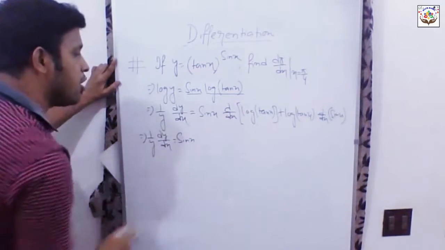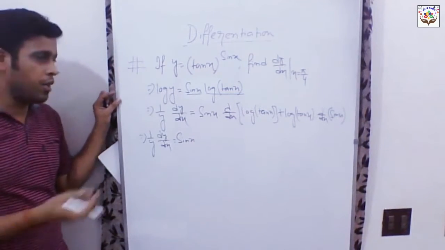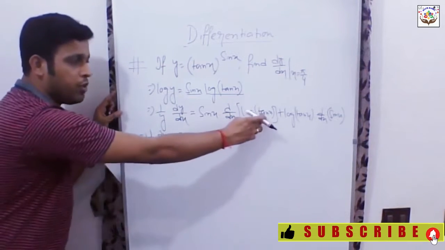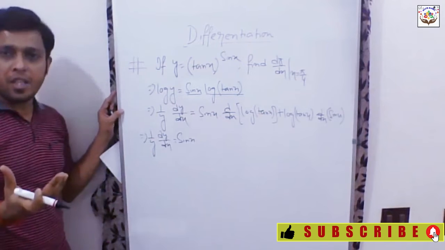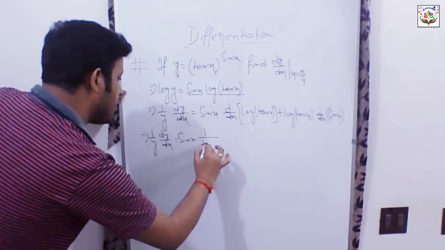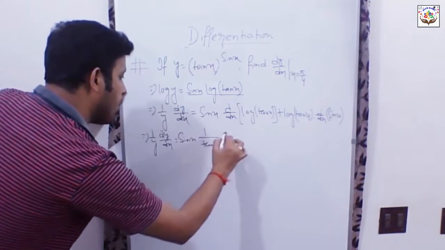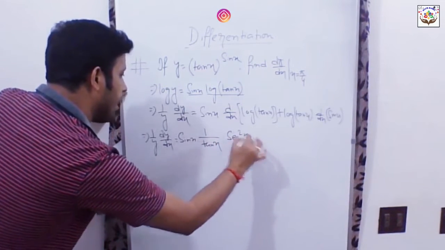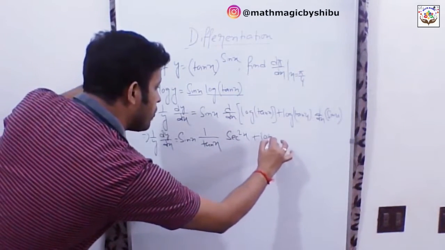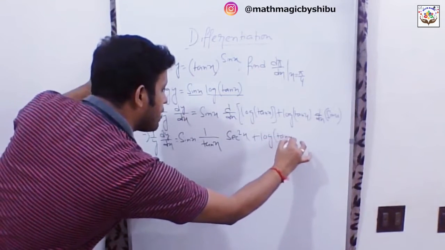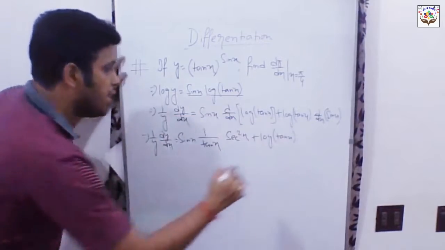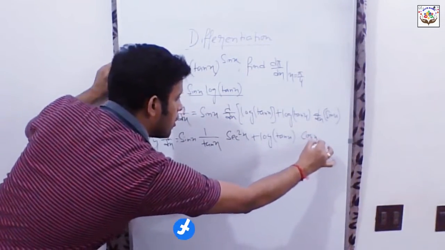sin x into d/dx of log x. We know that is 1 by x, so d/dx of log tan x will be 1 by tan x, and as in place of x we have tan x, we need to again differentiate tan x, which will be sec square x. So can I write the differentiation of log tan x as 1 by tan x into sec square x, right? In the next part, log tan x, and we know the differentiation of sin x, meaning d/dx of sin x, is cos x.